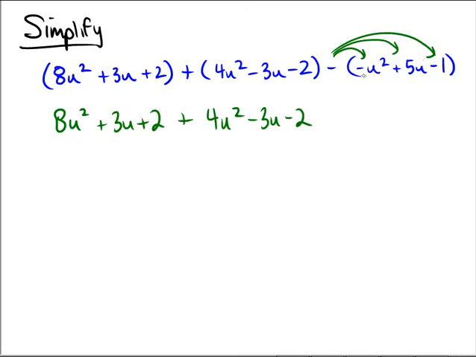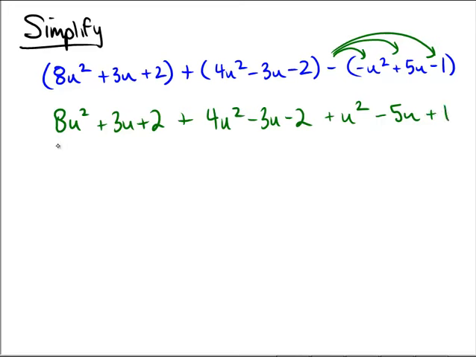So negative times negative would be positive. This is actually a positive u squared. Minus times positive is negative, so we get a minus 5u. And then on the last one we have a minus times a minus, so that's actually a positive, a plus.